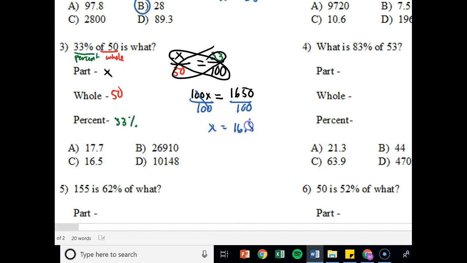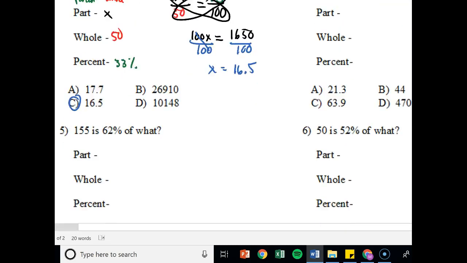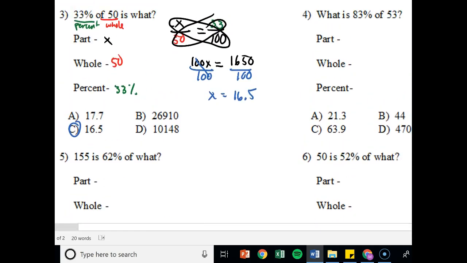You're going to get decimals. You can round to the nearest tenth or write numbers up to the nearest hundredth and round there. But in this case, C is obviously your answer. All right, it makes sense, right? 16 is less than half of 50. Half of 50 is 25. So it makes sense that 16.5 would be around 33%.